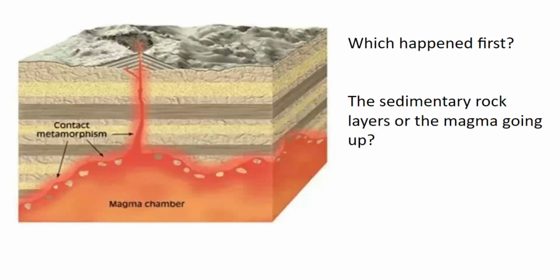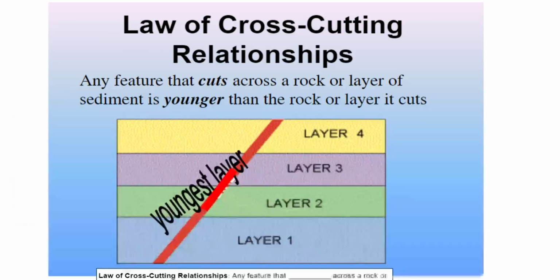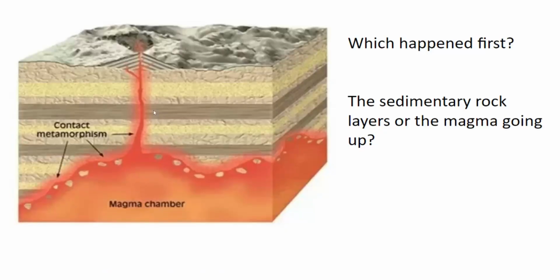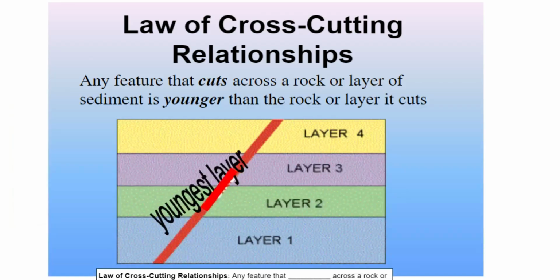Okay, so think about this. Pause this video, talk to a friend. Which happened first? The sedimentary rock layers or the magma going up? So, which one happened first in this picture? Did these rock layers form first, or did the magma flow up these rocks first? Pause this video and think about it. So, the answer is the rock layers must have formed first, and then the magma must have gone through these rock layers. And that's our second law, the law of cross-cutting relationships.